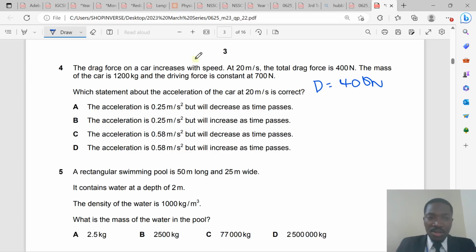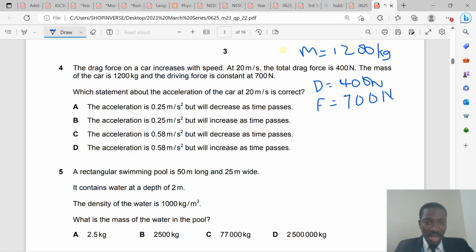The mass of the car is 1,200 kilogram. So the mass is 1,200 kilogram. What else do we have here? The driving force is 700 Newton.